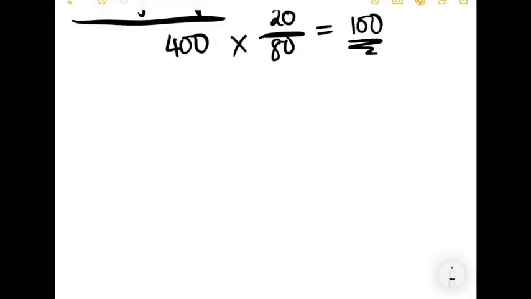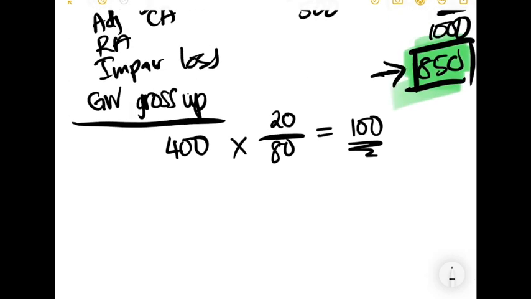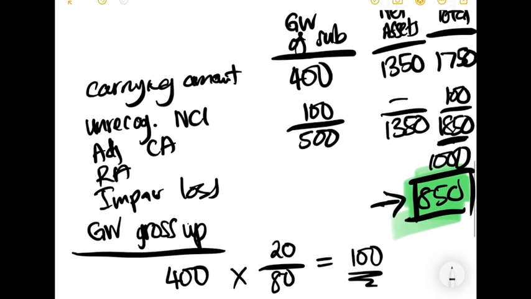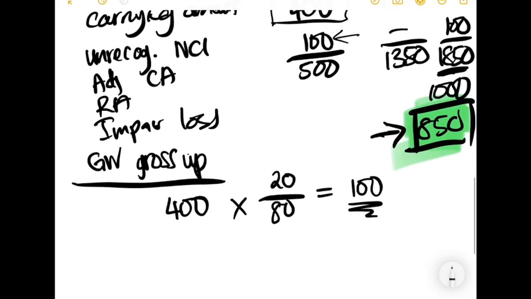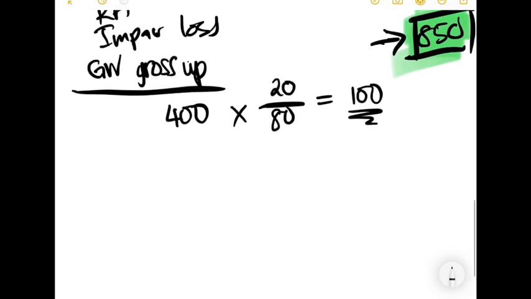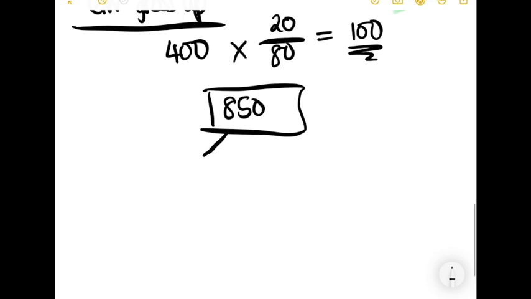Now that we've read those paragraphs, we can actually go and allocate our impairment loss. We have an impairment loss of 850, and we have to allocate it first to our goodwill and then to our net assets. In the CGU, we have goodwill that we've recognized of 400. Remember, this 100 here is unrecognized. So the goodwill that we've recognized is 400. Of the 850 impairment loss, the 400 gets allocated to the goodwill.